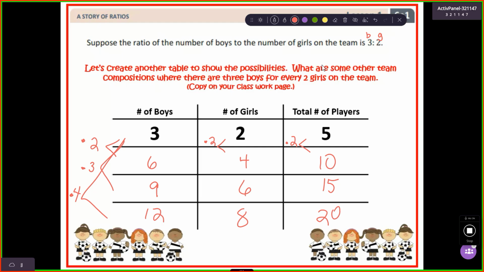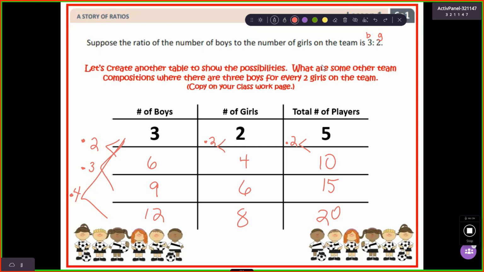Skip counting by 3 for the boys, skip counting by 2 for the girls, and the total amount of players, 5. Okay? Now, it's hard to see a relationship going across, like we discussed earlier. But there is a relationship going from 3 to 2, 6 to 4, 9 to 6, 12 to 8. There is a relationship there.